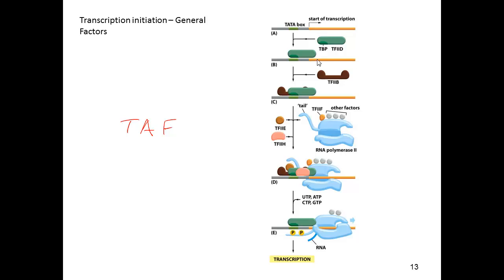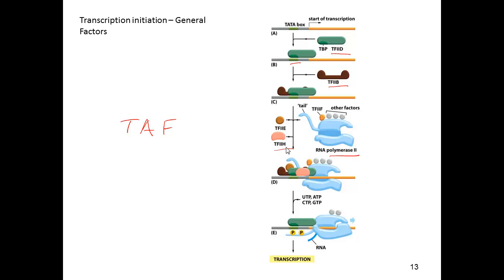The initial binding event to start transcription is the TATA binding protein, part of the TF2D complex, binds to the TATA box. This helps recruit other factors like TF2B, the RNA polymerase complex, and other factors, and now this complex gets assembled at the transcription start site and transcription can begin.